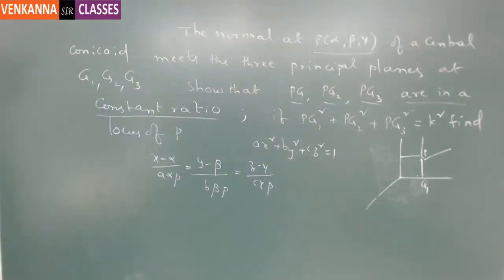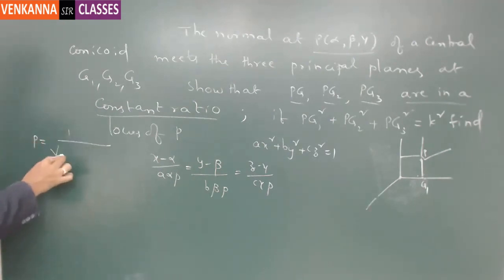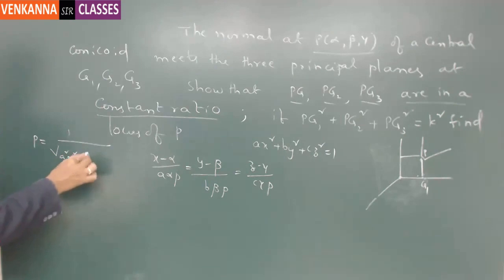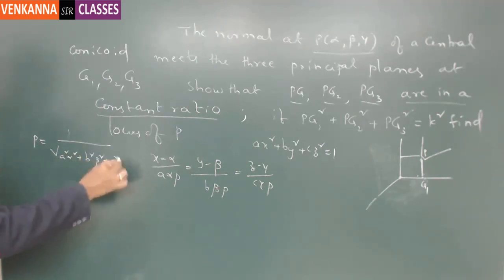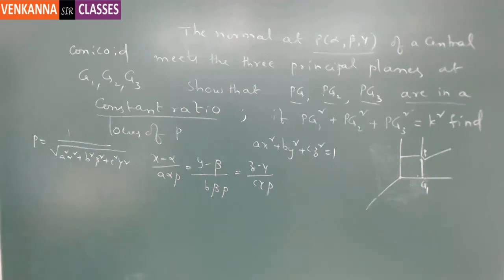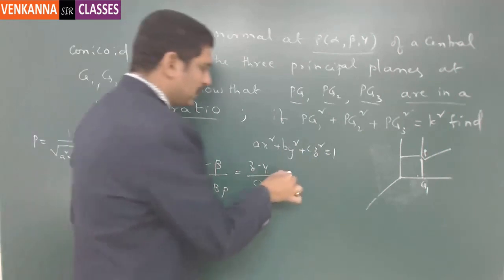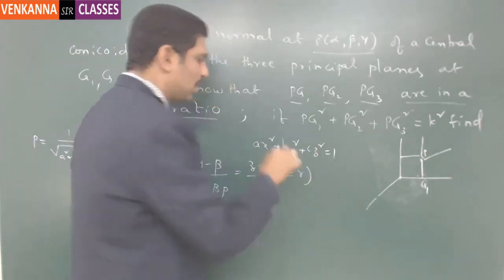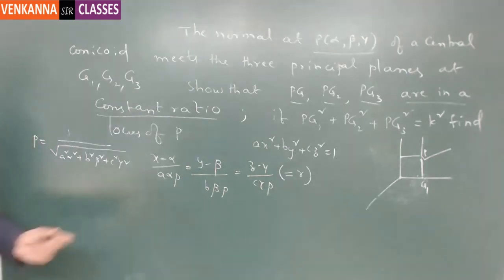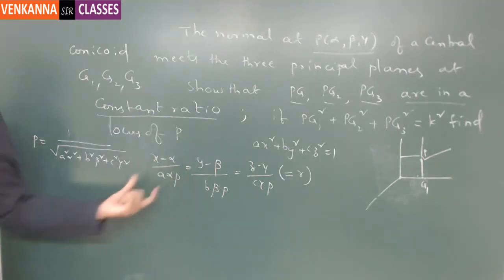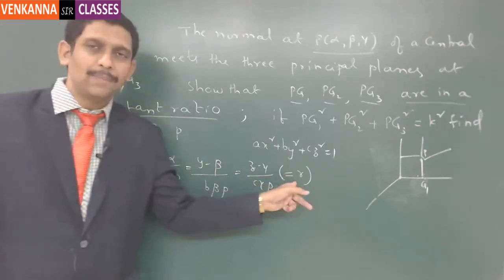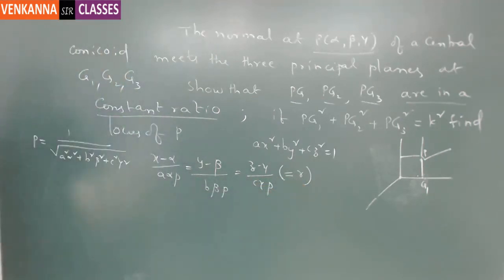And we have a specific value for P. It is nothing but P is equal to 1 by square root of a square alpha square plus b square beta square plus c square gamma square. This is the value of P there. And you take the ratio constant R here. You have written the normal line equation in the symmetric form, and this is the parametric constant R. Okay? Are you clear up to this part?